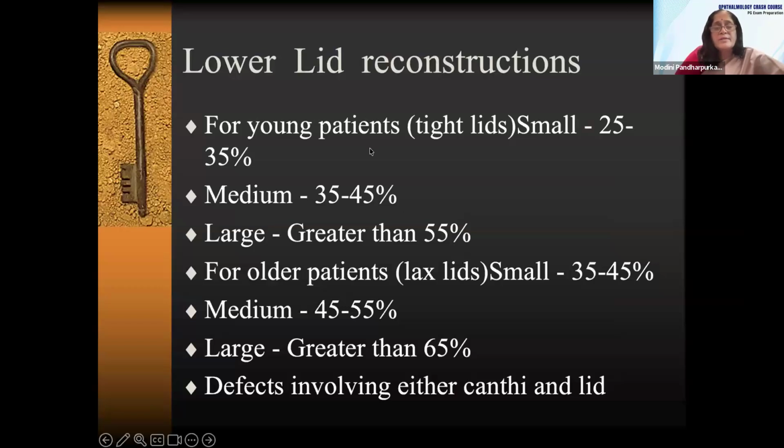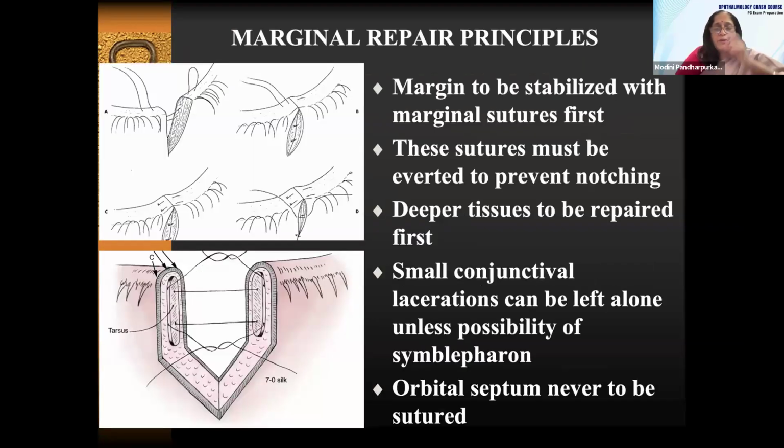Now, for lower lid reconstructions, these are the options we have. For young patients with tight lids, we classify defects of 25 to 35% into small defects, medium defects, and large defects. For older patients, again, we classify in the same way. The reason why we have separated older and younger is because we have different methods of reconstruction. Older people have lax skin and we can get away with a smaller procedure.